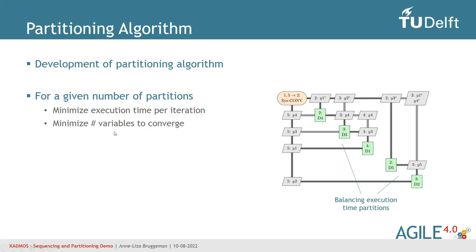As a next step, it tries to minimize the number of variables that need to be converged. This is done by minimizing the connections between the different partitions, because those are the connections that need to be converged. And also the sequencing algorithms that we saw previously are applied within a partition, because the feedback within one partition also needs to be converged.